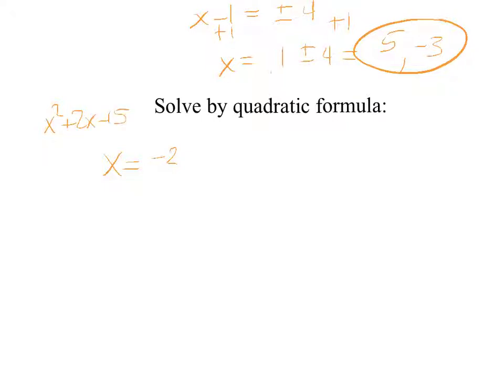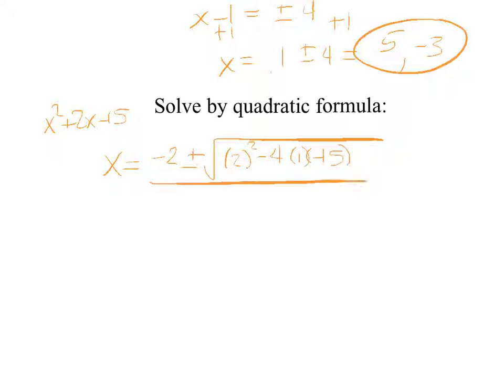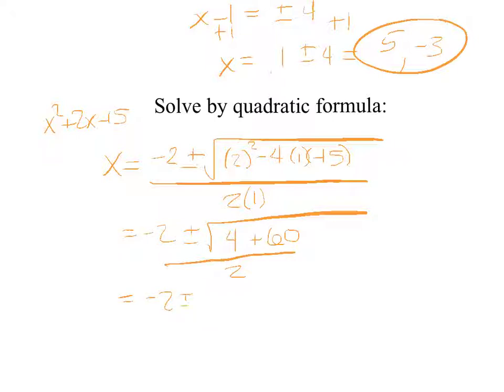Okay, quadratic formula. X equals negative 2, negative b, plus or minus the square root. We're going to have a lot under there, so we leave a big spot. Square root of b squared. So we've got 2 squared minus 4 times a. In this case, a is 1. Remember, a is in front of x squared, times c, which is negative 15, all over 2 times a, which is 1. So we have negative 2 plus or minus the square root of 4 plus 60 all over 2 equals negative 2 plus or minus the square root of 64 all over 2.